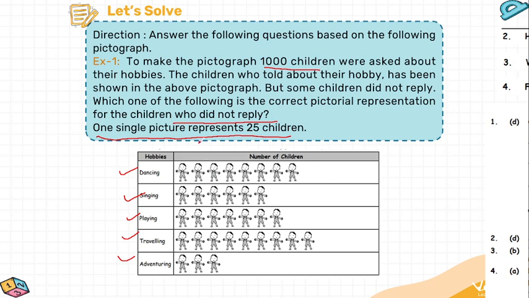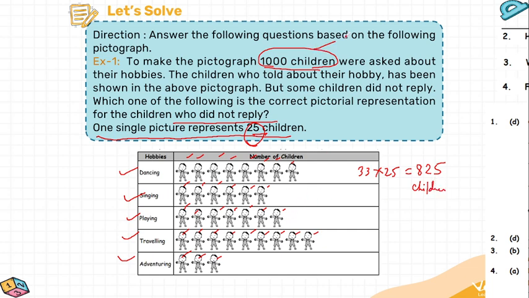So let's see how many pictures are given here. Each one represents 25 children. As it says, 1,000 children were there. Now, if we add 1, 2, 3, 4, 5, 6, 7, 8, 9, 10, 11, 12, 13, 14, 15, 16, 17, 18, 19, 20, 21, 22, 23, 24, 25, 26, 27, 28, 29, 30, 31, 32, 33. That means 33 single pictures are there and each depicts 25. So, 33 into 25 if I multiply, 25 threes are 75, carry 7, 25 threes are 75 and 7, that is 825. So, 825 children are represented here.